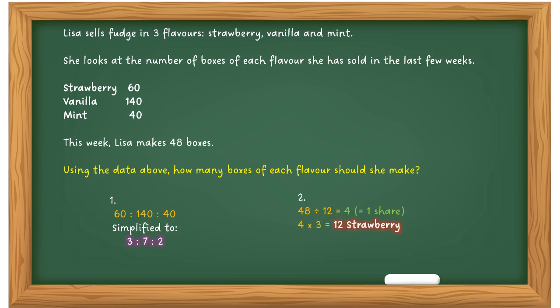So you can see there that 4 times 3 means that she can do 12 strawberry boxes. 4 times 7 means she can make 28 vanilla boxes. Okay, and 4 times 2 means she will create 8 mint boxes. And again, if you want to check if your answer is correct, add these all up and it should come to 48. And if it doesn't, you've made a mistake somewhere. But if you got that answer, fantastic.